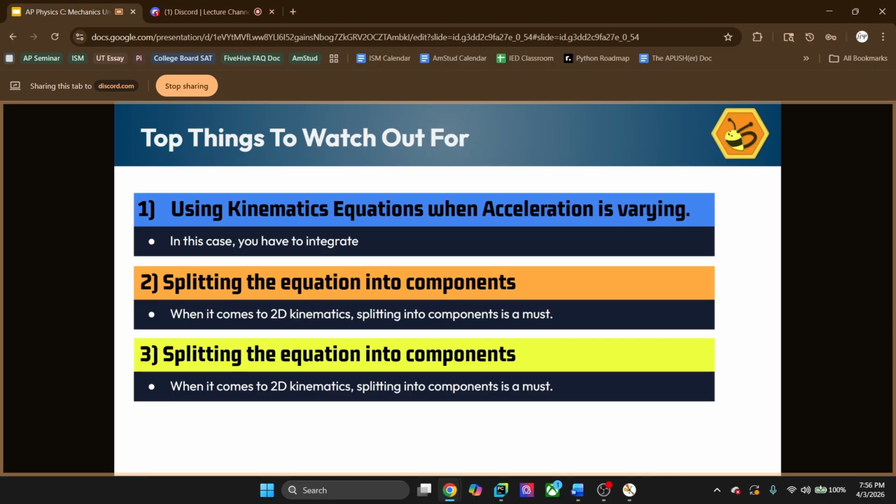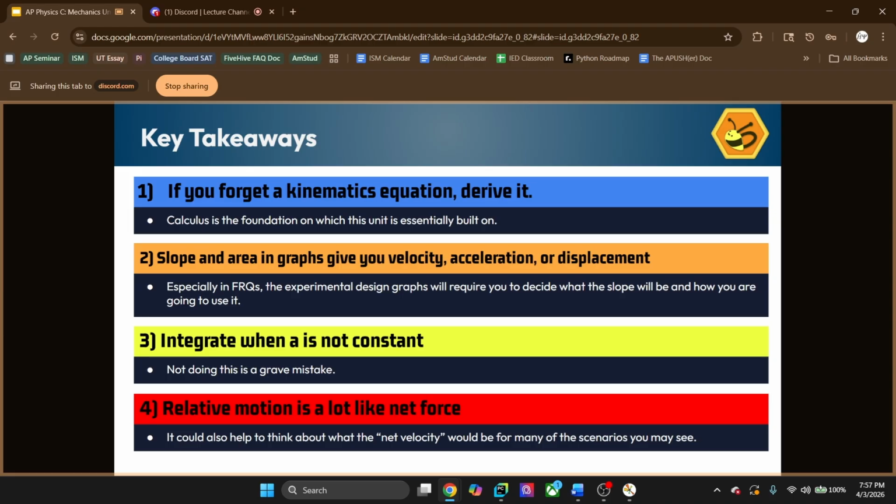Splitting the equation into components. When it comes to 2D kinematics, when there are two directions, splitting the components is a must. Alright, yeah, that's it. The key takeaways: if you forget a kinematics equation, derive it. Like we saw earlier in the lecture, you can derive it by just setting acceleration to a constant.